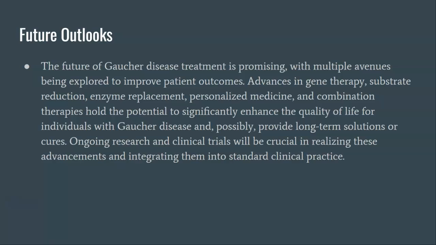The future of Gaucher disease treatment is promising. There are multiple avenues being explored to improve the patient's outcomes. Advances in gene therapy, substrate reduction, enzyme replacement, personalized medicine, and combination therapies hold the potential to significantly enhance the quality of life for individuals with Gaucher disease and possibly provide long-term solutions or cures. Ongoing research and clinical trials will be crucial in realizing these advancements and integrating them into standard clinical practice.